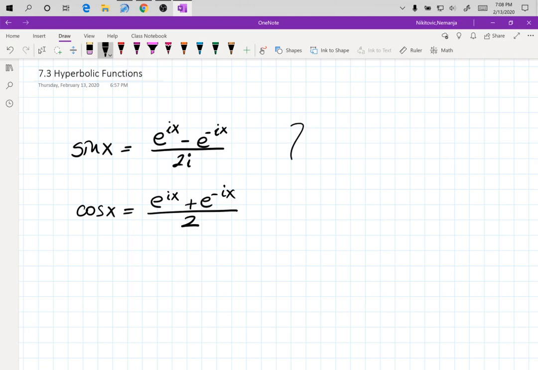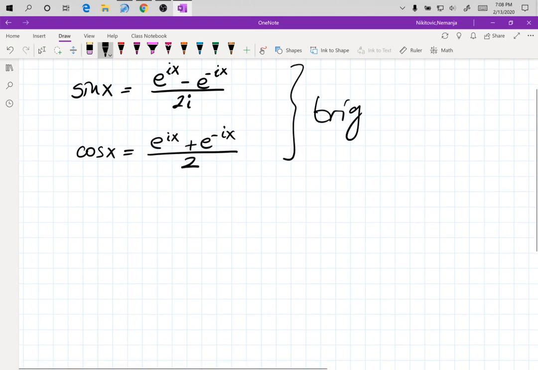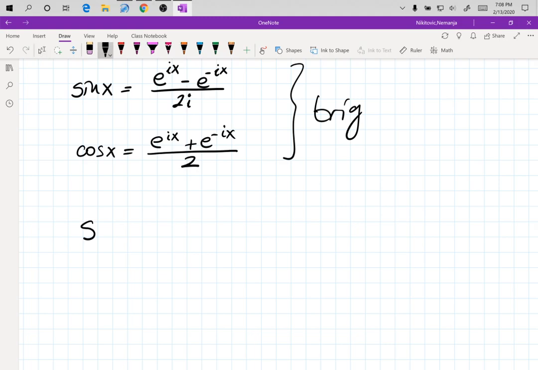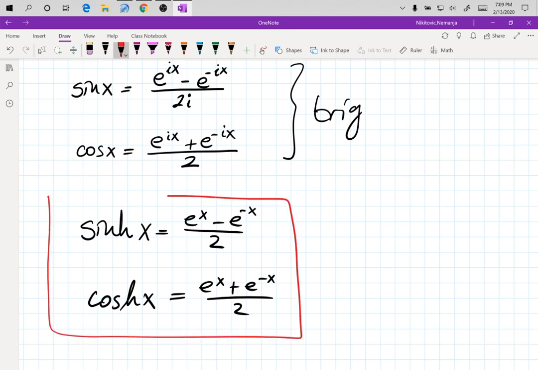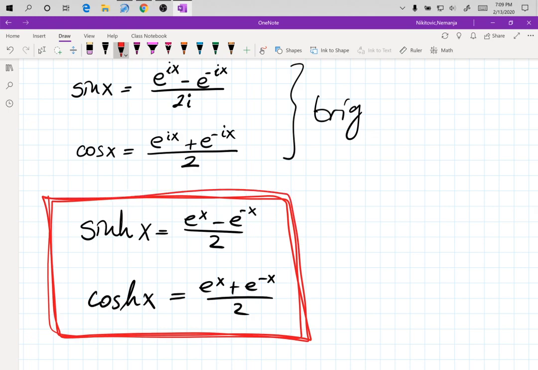So this is your trig, and now to create hyperbolic, sine hyperbolic of x is e to the x minus e to the negative x over 2, and cosine hyperbolic of x is equal to e to the x plus e to the minus x over 2. These are the 2 formulas that you absolutely must memorize or you're going home. No, or I'm calling the police. All right. No need to run now. I'm not calling until after the test, all right?